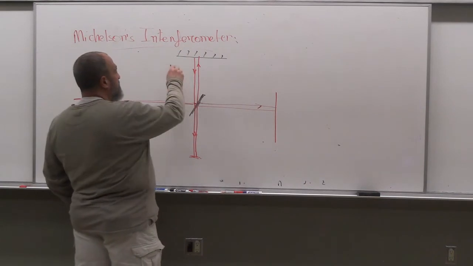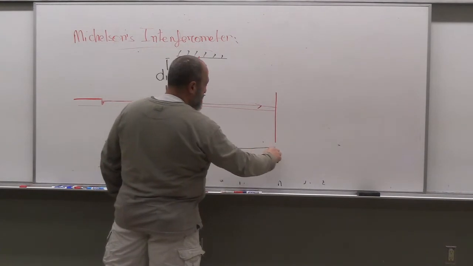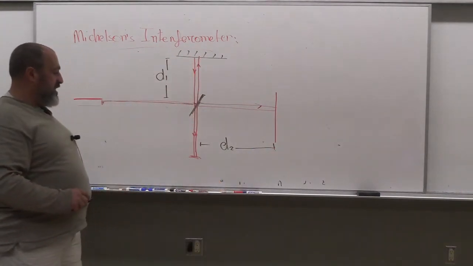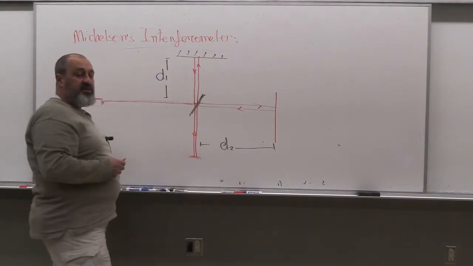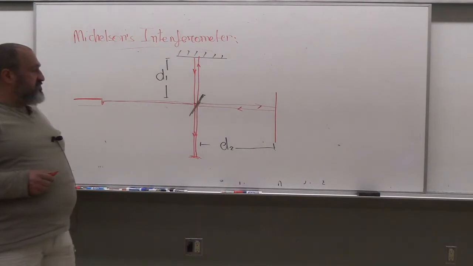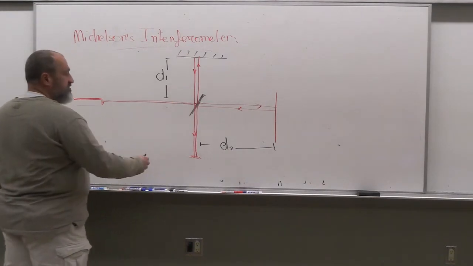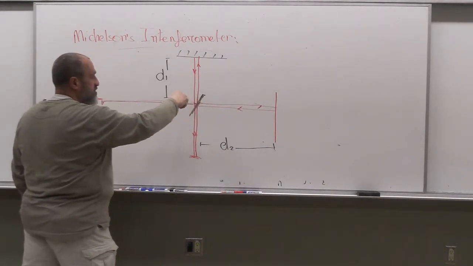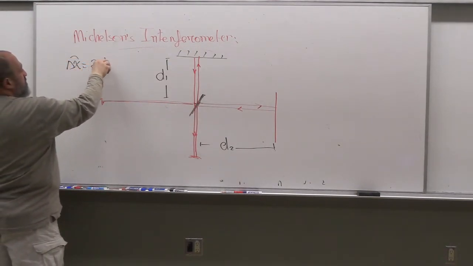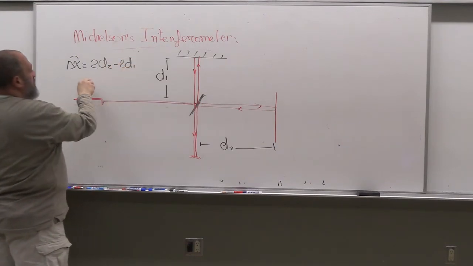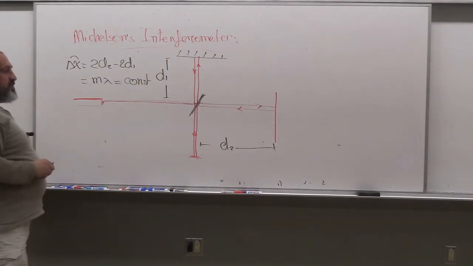So this arm is D1 length, this arm is D2 length. Now you split the beam, and these are two coherent beams. Why? Because they come from the same source. You split them up and you want to observe interference. We can add something small to this in a bit, but for now, what is the path difference? One goes 2D2, one goes 2D1. So delta x optical is 2D2 minus 2D1. And when that is equal to m lambda, you have constructive interference. So simple.